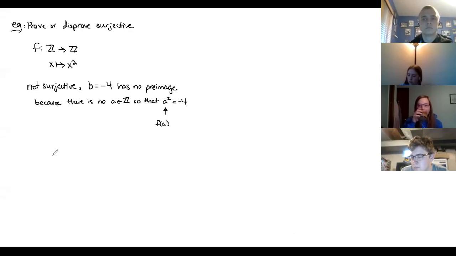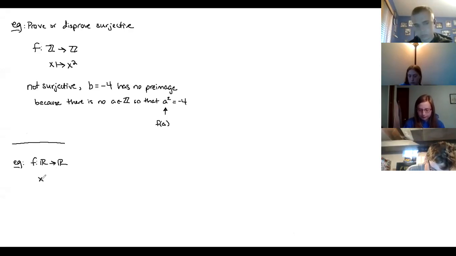So there's my first example: no pre-image for -4. All right. Next up, for example, f is going to go from the real numbers to the real numbers, and x is going to be sent to 3x plus 2. This is the first one where we're going to do some scratch work and hopefully help us out for prove or disprove.